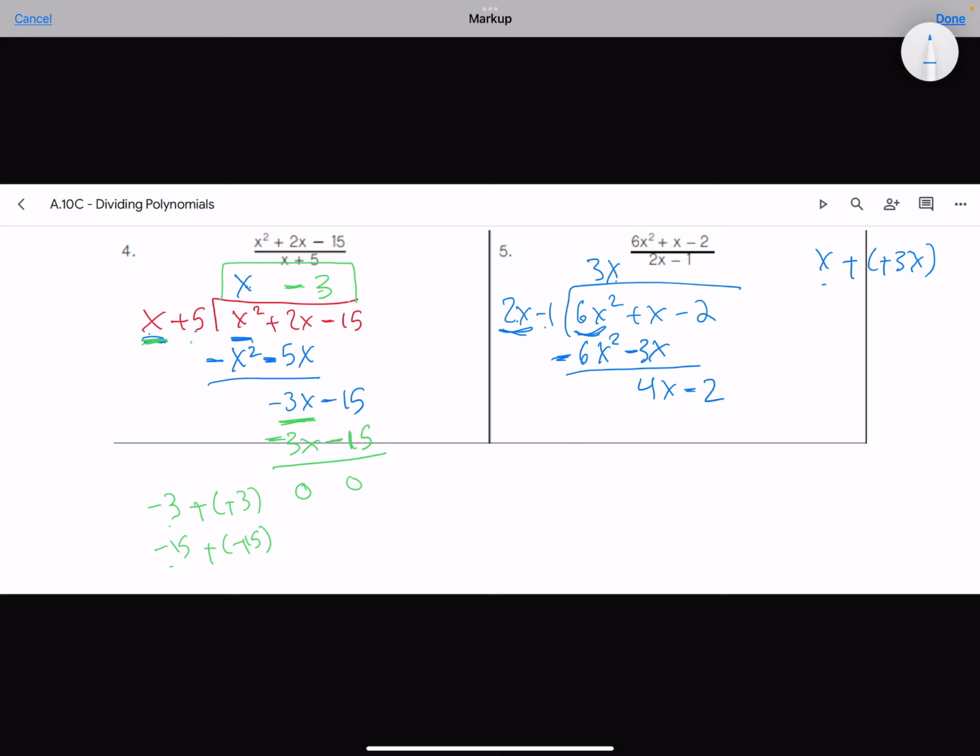Go back, start over. What do I multiply 2x by to get 4x? That's 2. That's 4x. 2 times negative 1, negative 2. Subtracting, I have a remainder of 0. So that is my answer. This is just going to take practice in order to be proficient.